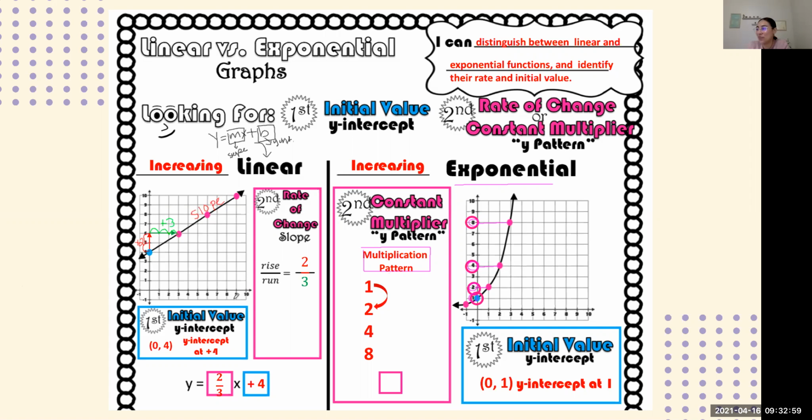Yeah, so we are multiplying by 2 each time. And that is your y pattern, your constant multiplier. Remember, multiplication. And there you go.